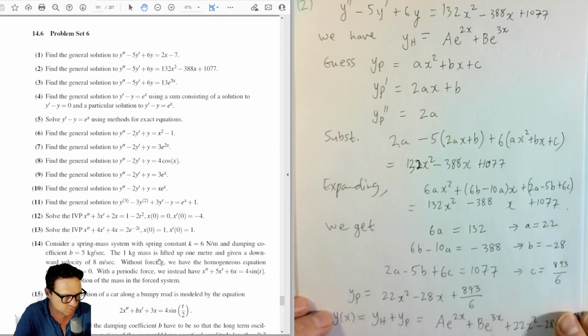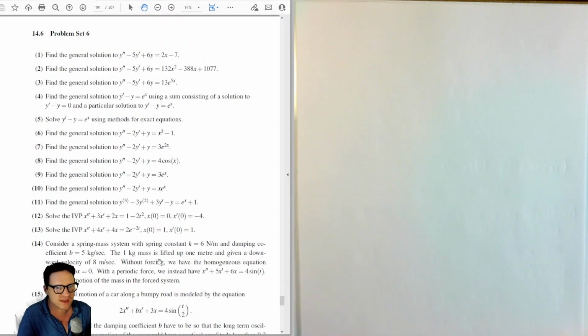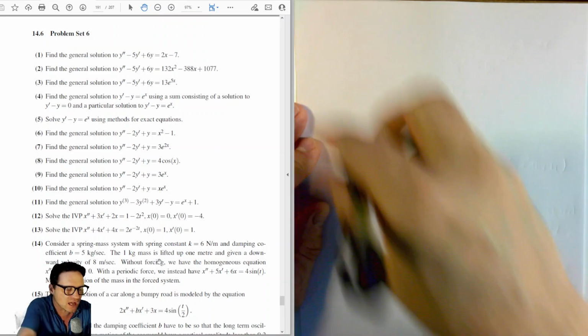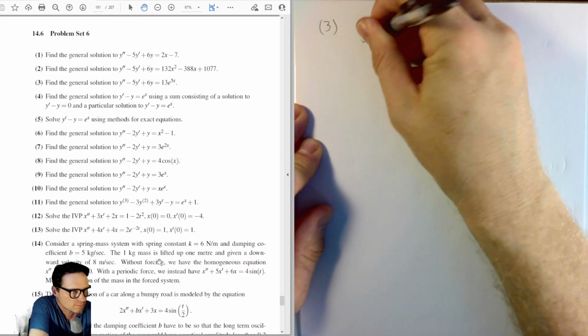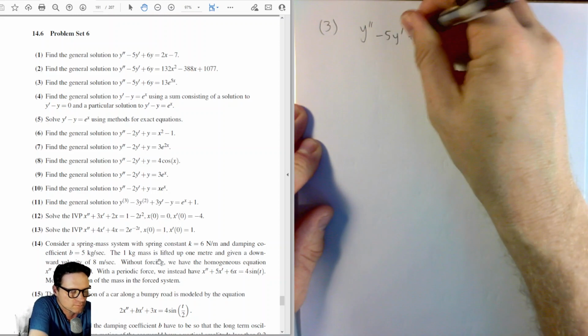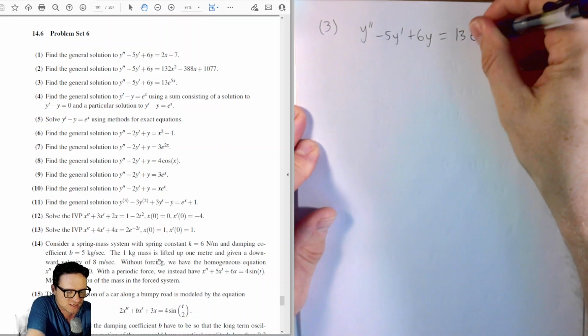All right, let's move on now to question 3. So in question 3, we have the same left-hand side, but on the right-hand side, we have an exponential function.